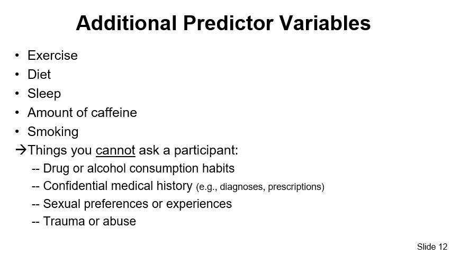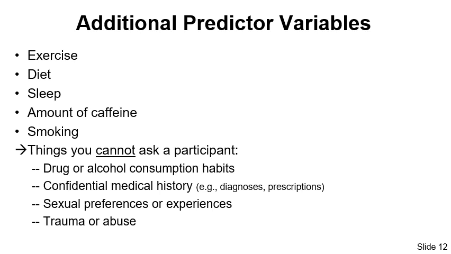You can ask about sleep, how much sleep people are normally getting, how much they got the night before they were measured. You can ask about amount of or kinds of caffeine. Are they getting it in coffee or soda or whatever? Are they a smoker or non-smoker?